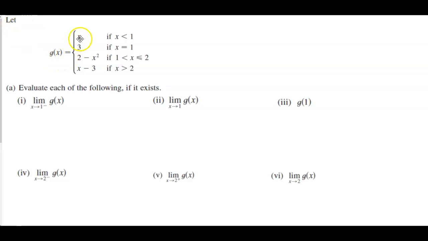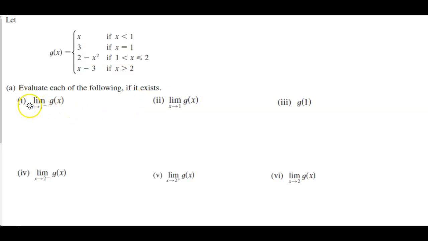Let g of x equal x if x is less than 1. G of x is equal to 3 if x is equal to 1. G of x is equal to 2 minus x squared if x is in between 1 and 2, including 2. And x minus 3 if x is greater than 2. In part A, we want to evaluate each of the following if it exists.